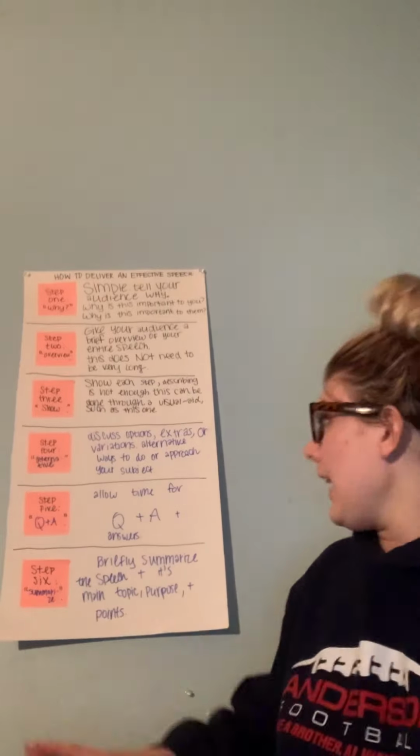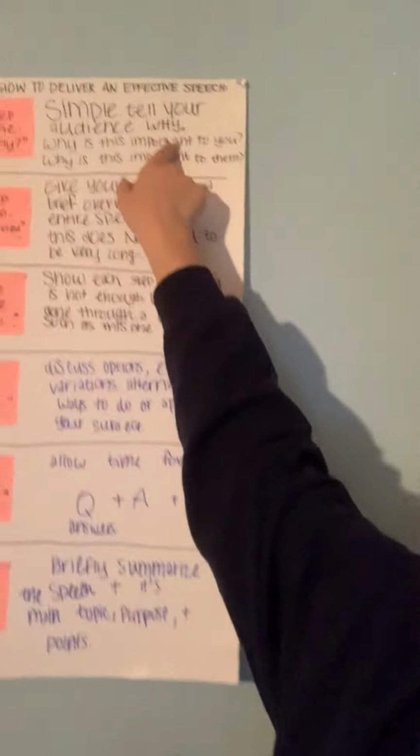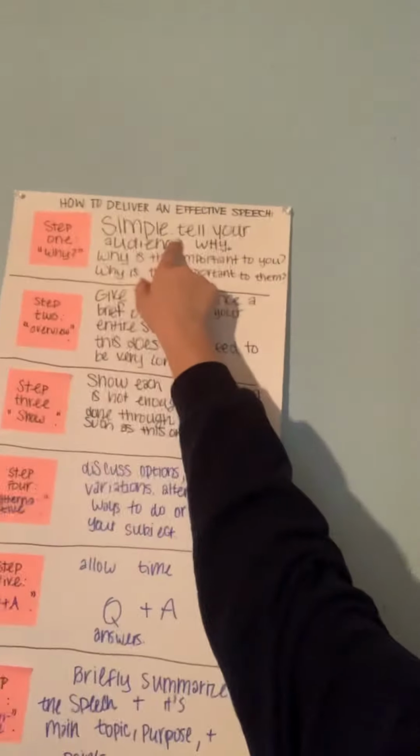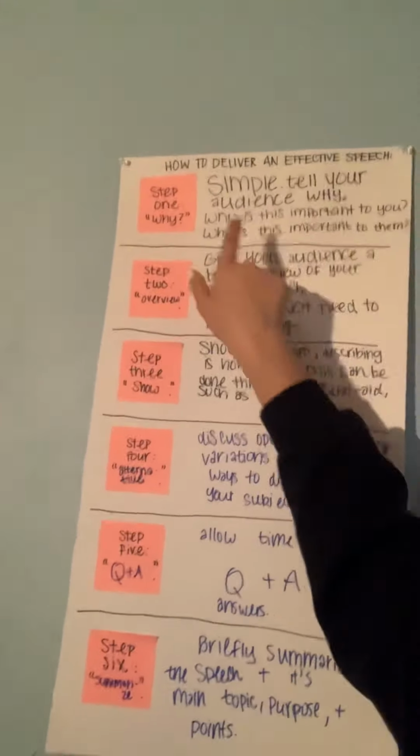On my visual aid, this up here is going to be step number 1. And up here I wrote step number 1, why? Simple step. It's pretty easy. You're going to tell your audience why. Why is this important to you? Why is this important to them?